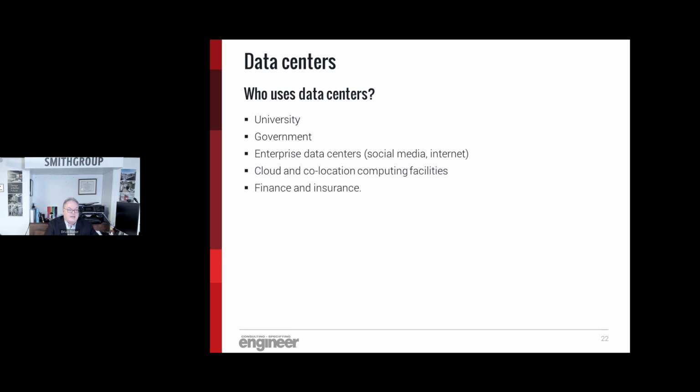Direct end users besides the enterprise would be finance and insurance companies, which are big users of data centers. But everybody's using data centers these days. Universities, certainly, for all of the functions and data they need to process, but also for research, as well as the government also using them for research. And we're going to talk in just a second about research computing and the difference between what we consider high performance computing and standard data center computing environments.